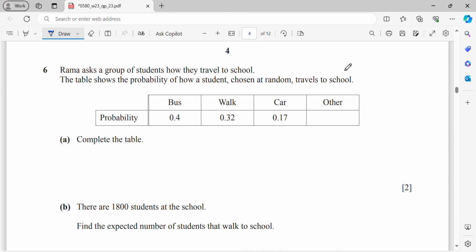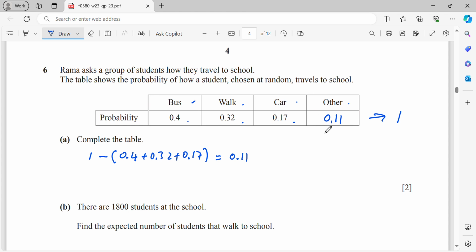Okay, now next, question number 6. Rama asks a group of students how they travel to school. The table shows the probability of how a student chosen at random travels to school. So bus has probability 0.4, walk is 0.32, car is 0.17, and others is blank. Now complete the table. We know that total probabilities must be 1. Therefore, the other probability should be 1 minus the total of the rest of the values. So when you minus, this is basically 0.11. So I will write 0.11.